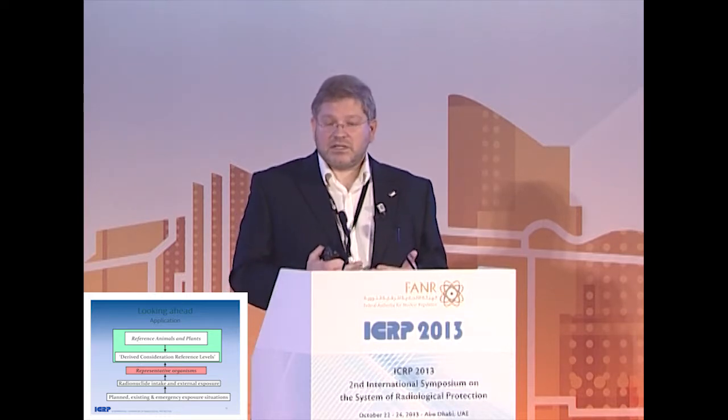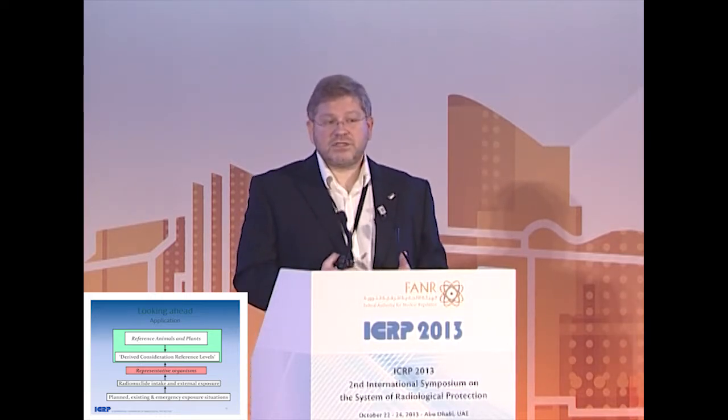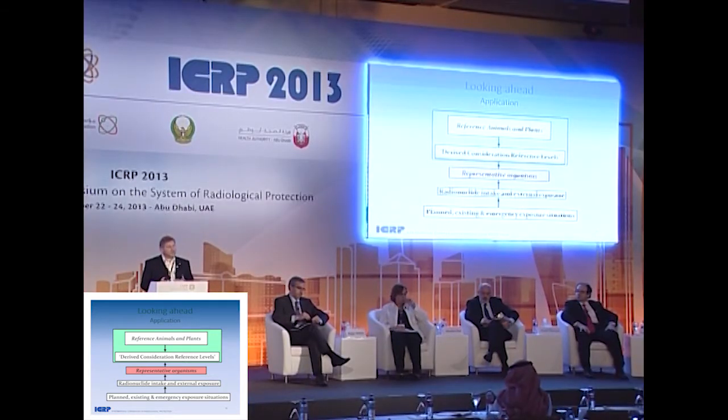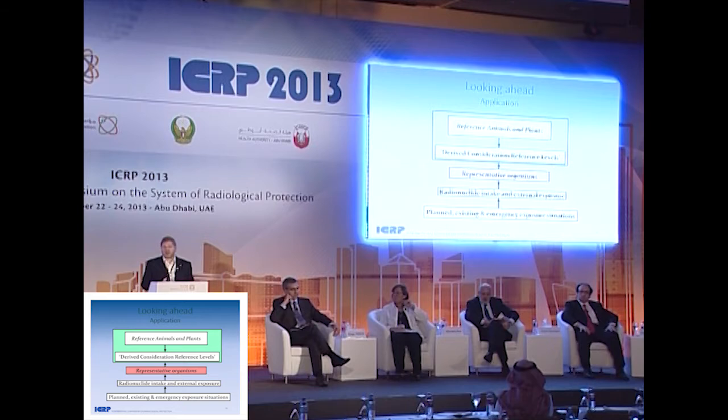And here the system is that we have the reference animals and plants, and we have the derived consideration reference levels for types of animals. And what we need to be thinking about is, how can we interface our reference animals and plants with the organisms that we are actually trying to see in the environment? So we might have particular bird species, we might have particular mammal species and so on that we need to do assessments for. And in those circumstances, you're trying to use something which we've termed a representative organism to be able to do your assessment.